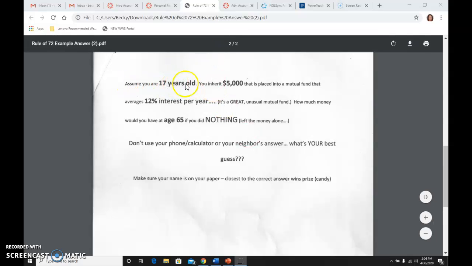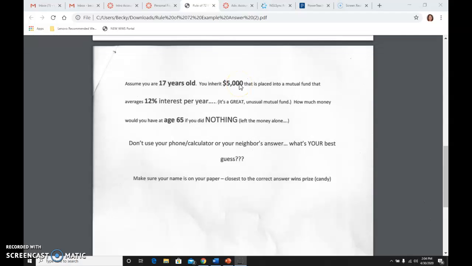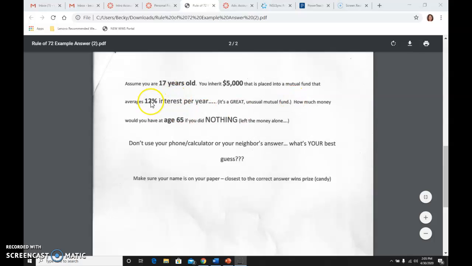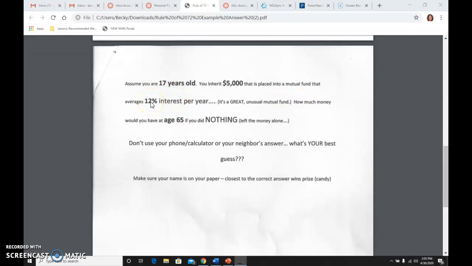So first, let's talk about this example. It says, assume you're 17 years old, which a lot of you are, or close enough. You inherit a measly sum of $5,000, which I certainly couldn't retire on, but I know I can invest and hopefully start to build some wealth and be able to retire. So it's placed into a mutual fund averaging 12% interest per year. It says that is a great, unusual mutual fund because mutual funds usually return 6, 7, 8, 9% interest per year. So this is a bit aggressive, but it's trying to illustrate the point.